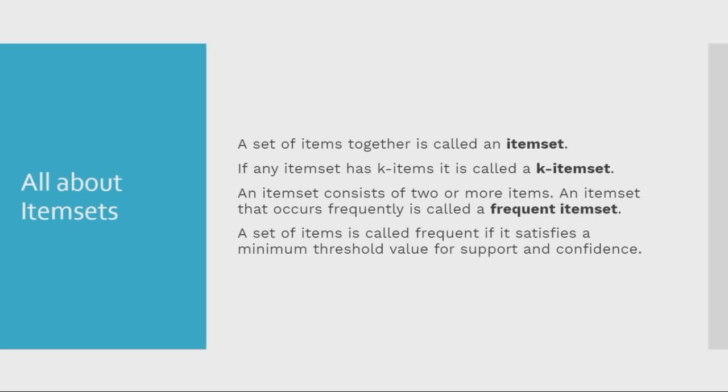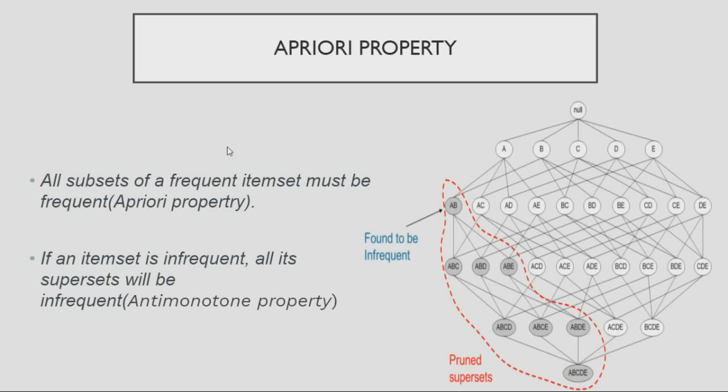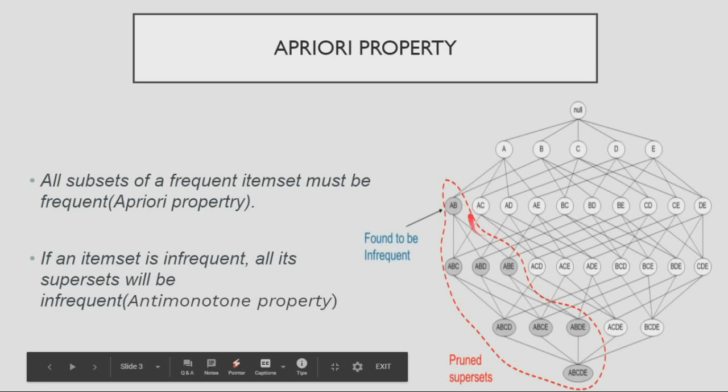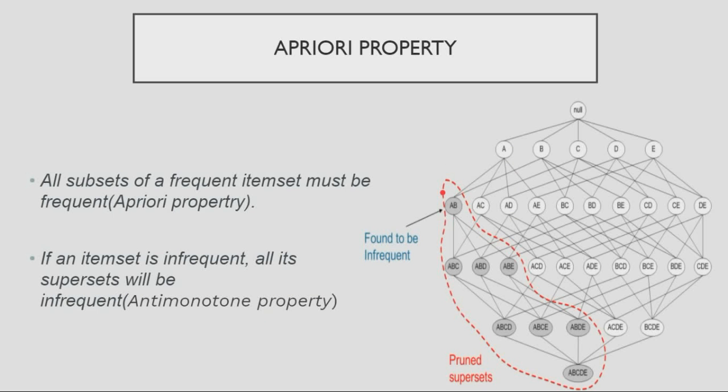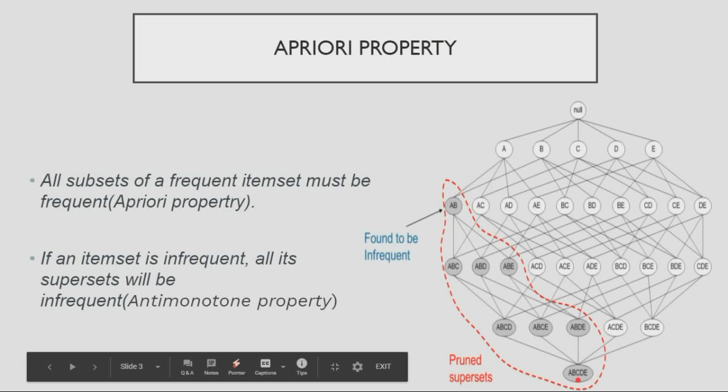Before we look at the definition of support and confidence, let's look at the property on which the Apriori algorithm is based. It is based on the anti-monotone property, which states that if an item set is infrequent, then all of its supersets will be infrequent as well. So in the given figure, if it is found that AB is infrequent, then all of its supersets ABC, ABCD, ABCDE will be pruned because they contain a subset which is infrequent, and hence they are infrequent as well.